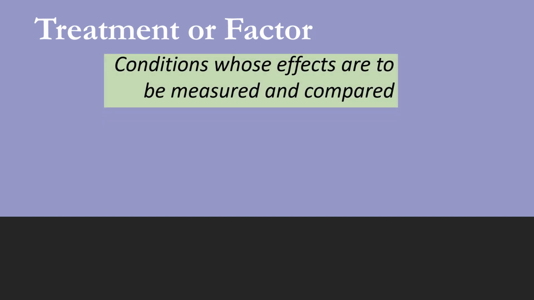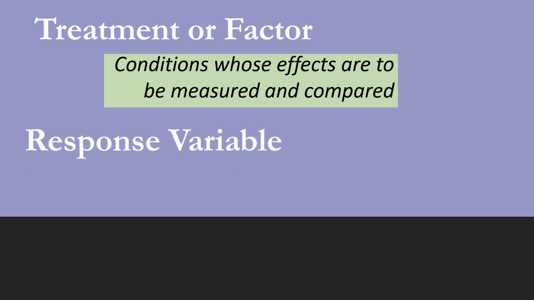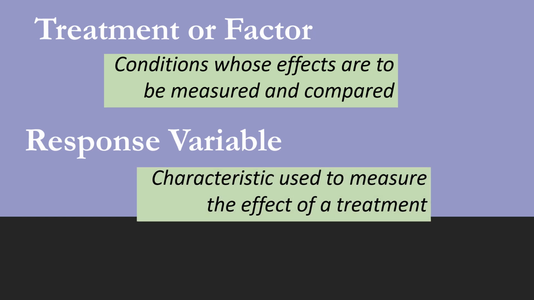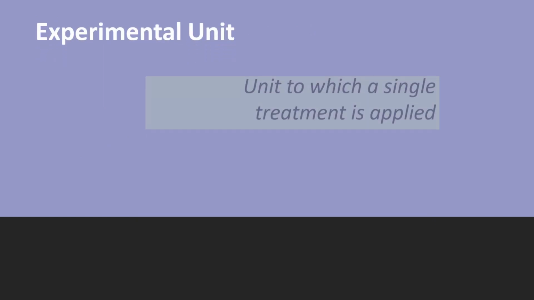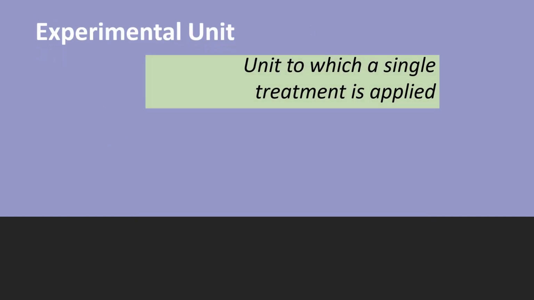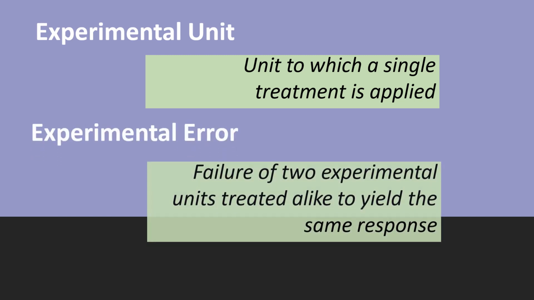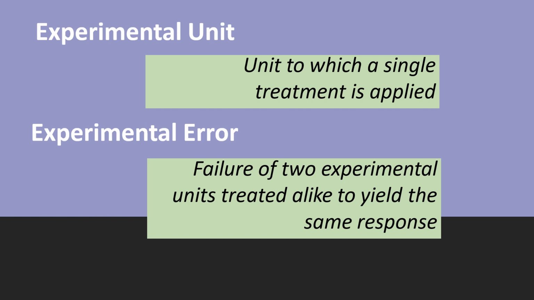Okay, so what are treatments? Treatment or factor: these are the conditions whose effects are to be measured and compared. And we also have the term response variable. This is the characteristic used to measure the effect of a treatment. Experimental unit: the unit to which a single treatment is applied. And we have the experimental error: the failure of two experimental units treated alike to yield the same result.